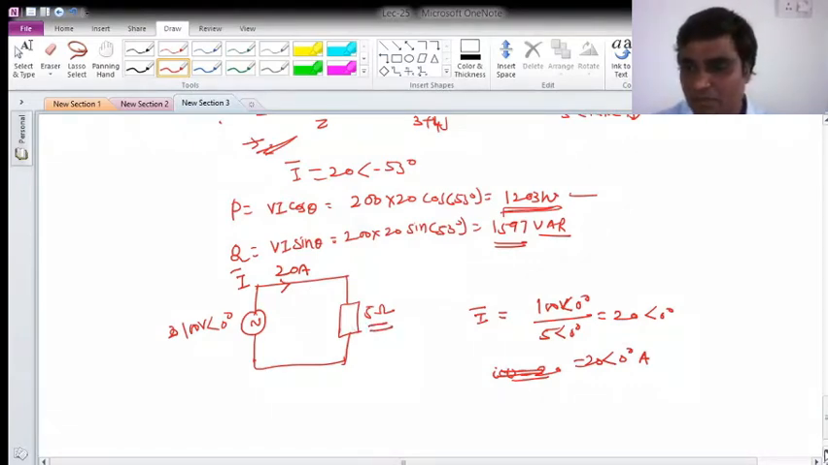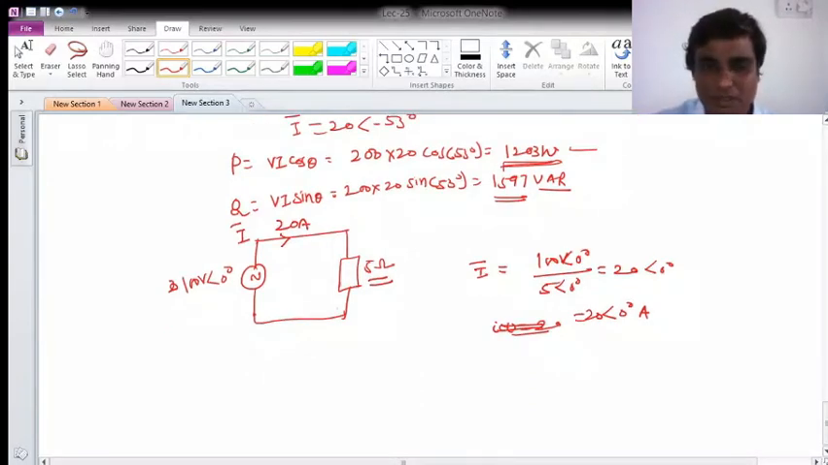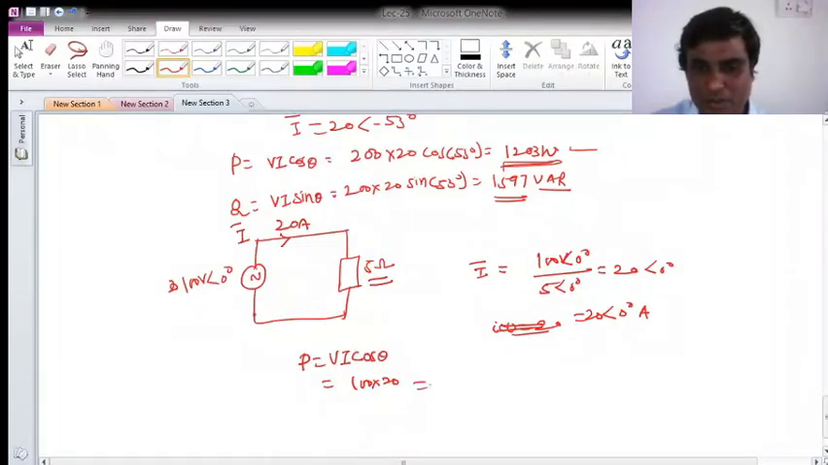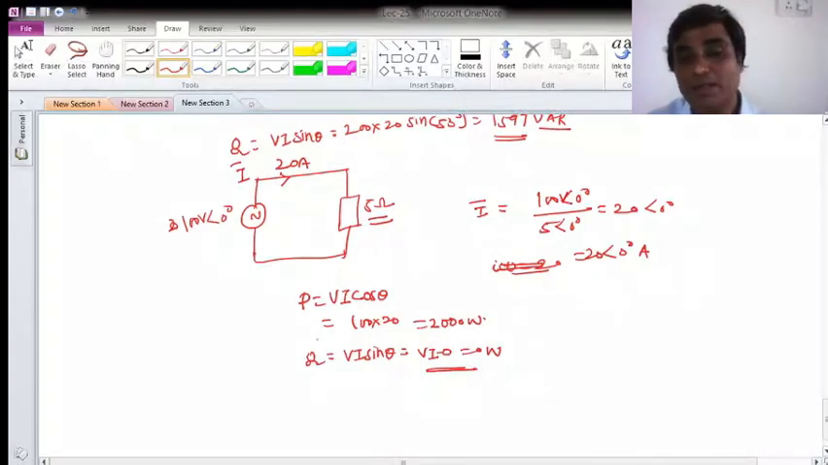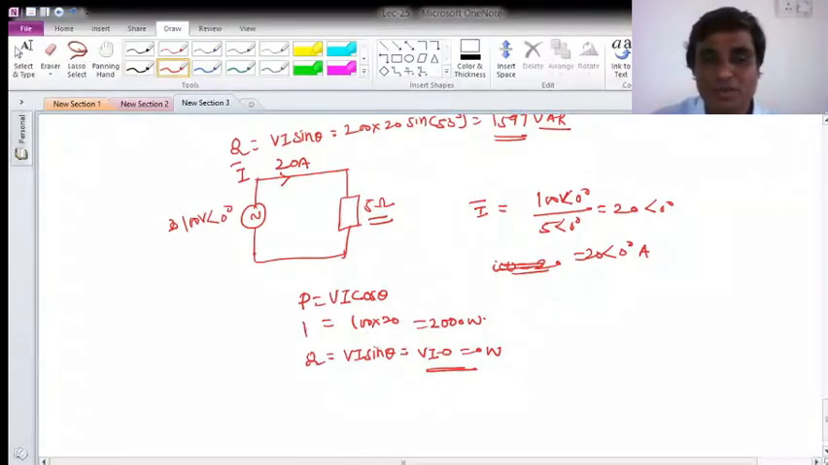Now let us calculate how much power will be consumed by this load. P is equal to VI cos theta. V is 100, I is 20, and theta is 0 degree, so cos theta is 1. So it is consuming 2000 watt. Similarly, calculate the reactive power, which is VI sin theta. That is VI sin 0, which is 0, as expected. There is no reactive power when there is no energy storage element in the load. So there is only active power.